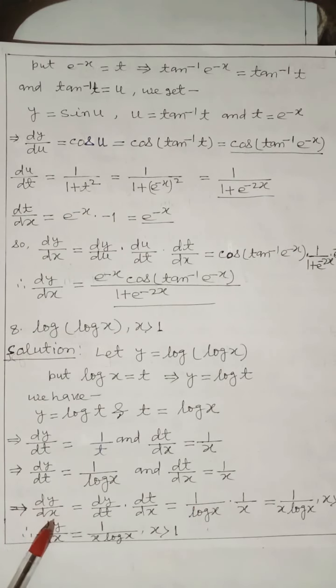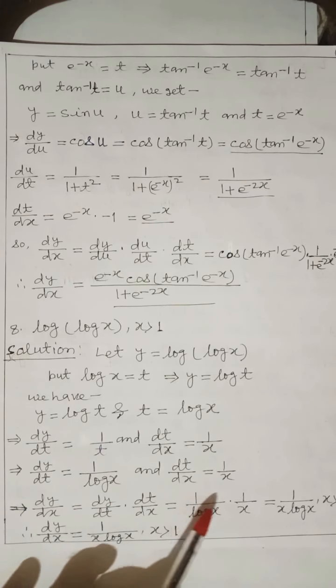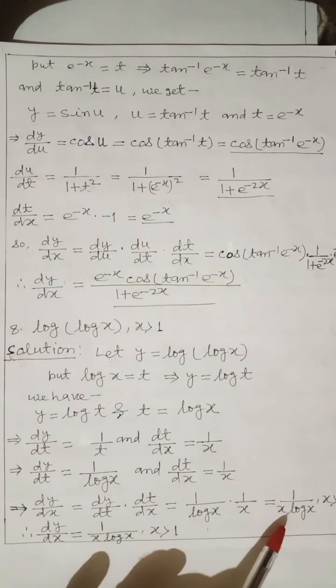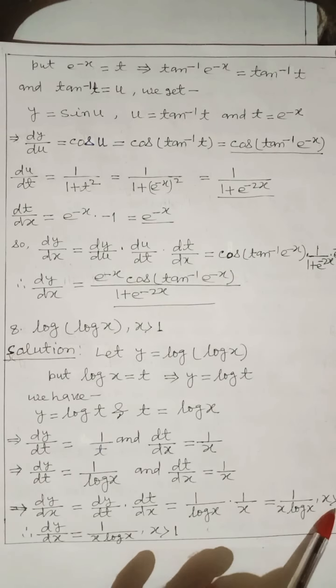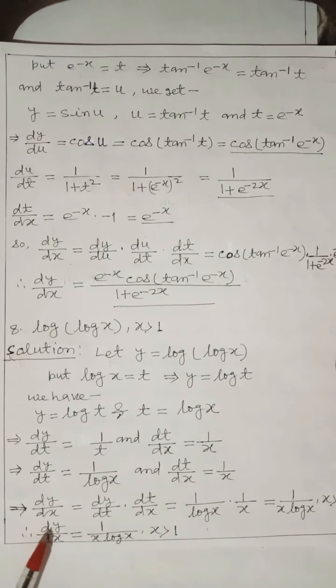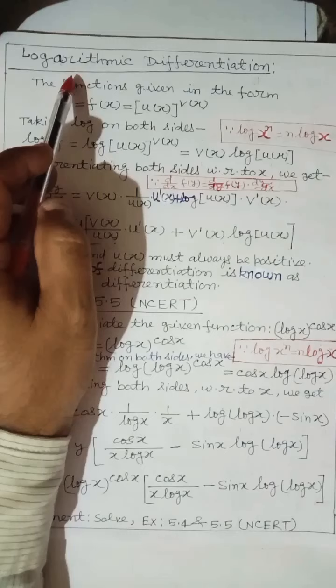Therefore dy by dx is equal to dy by dt into dt by dx. Using chain rule here and putting the value of dy by dt and dt by dx from above, we get 1 by x log x where x greater than 1. Therefore dy by dx is equal to 1 by x log x where x greater than 1.